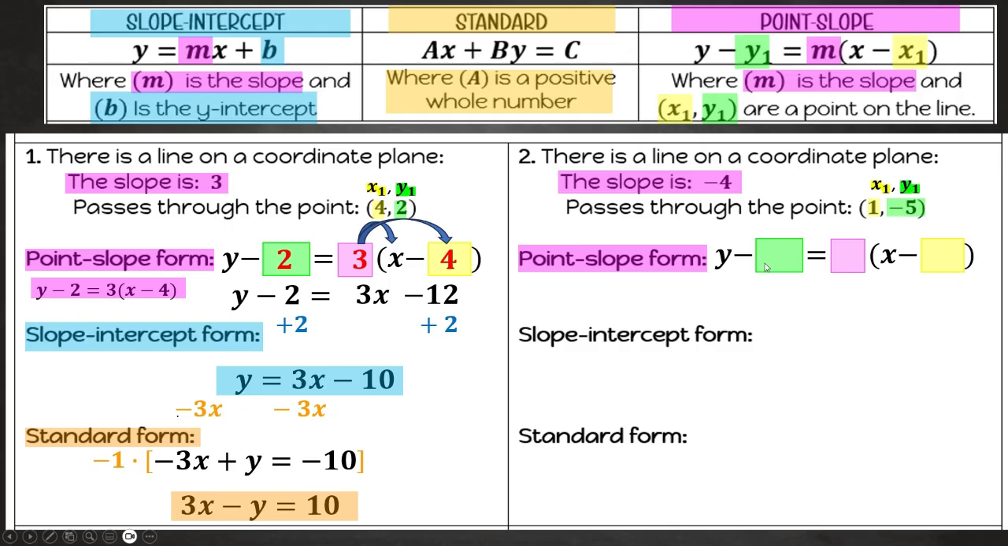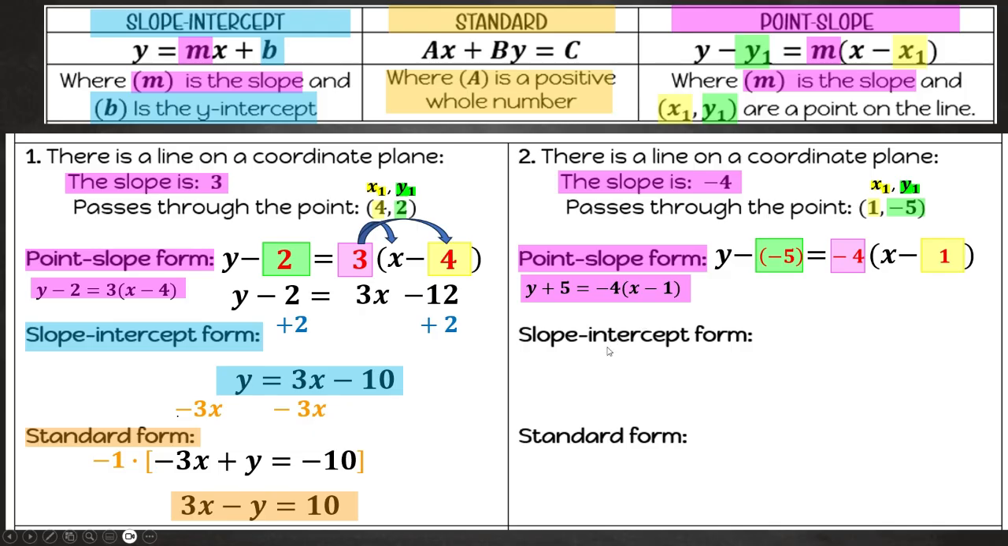Note that this negative 5 is going to be plugged in here with the y, the 1 here with the x, and our slope is negative 4. Be sure to account for the signs. Here, because I have y minus a negative 5, that's going to simplify to a positive 5, because whenever we subtract a negative, it becomes a positive. Then we have equals negative 4, the slope, times x minus 1. The 1 was positive, so we just plugged it in as the formula, x minus 1.